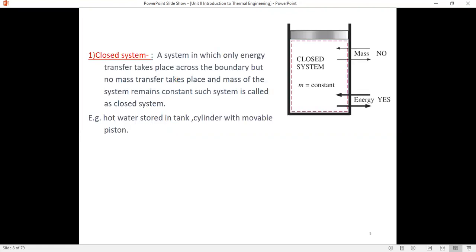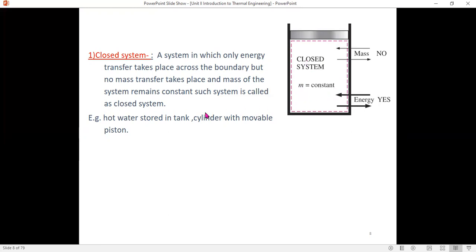So what is a closed system? A system in which only energy transfer takes place across the boundary, but no mass transfer takes place and the mass of the system remains constant. Such a system is called a closed system. It is nothing but mass is constant in it.